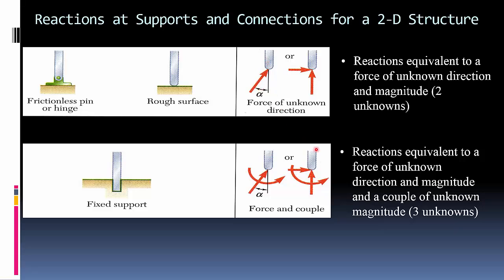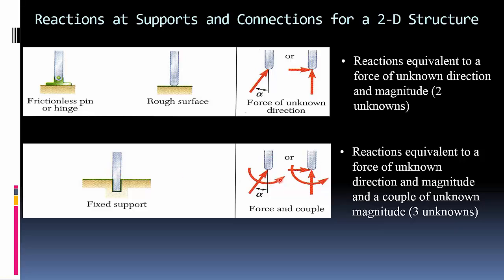Then lastly, you have the 3 unknowns, and that is, say, a fixed support. You put this thing into concrete. Now what's going to happen? You can't pull it up, you can't push it down, you can't push it left, you can't push it right, right? So you have the x and y axes. It resists force in those. But this one is unique. It also resists moments. If you try to twist it over, it wouldn't let it twist. Whereas here, a pin, you can rotate it as much as you want. This fixed support, it won't let it twist.